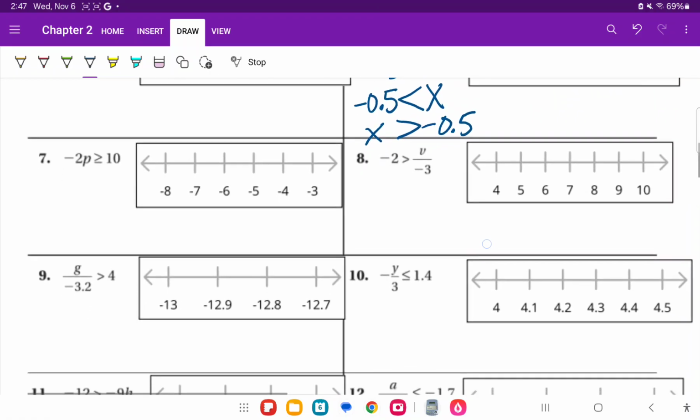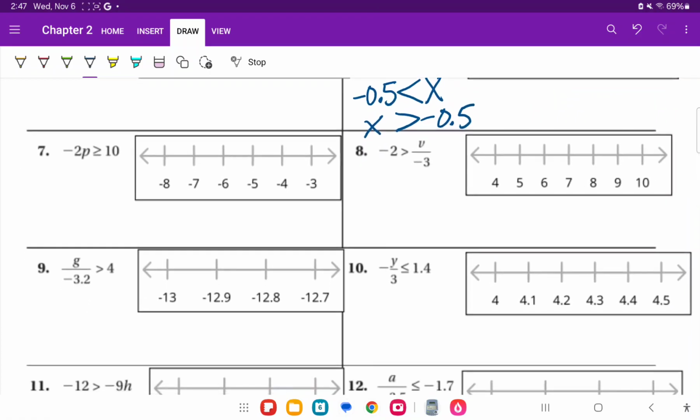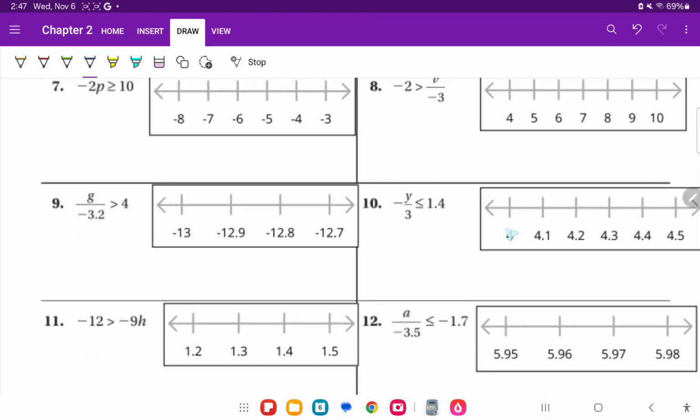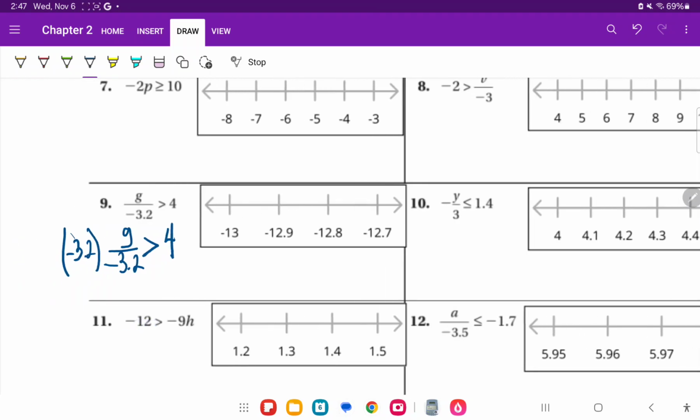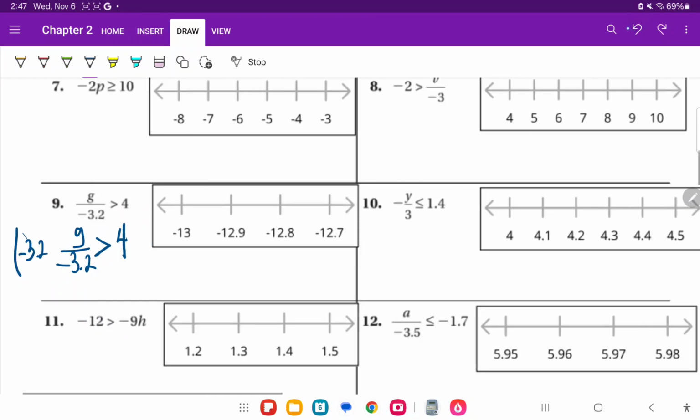So let's see. Do you want me to do 8 or 9? 9. All right, let's look at number 9. Now what are we trying to get by itself? That g, right? So I'm going to rewrite this real quick so I have room to teach. I need to multiply by negative 3.2.